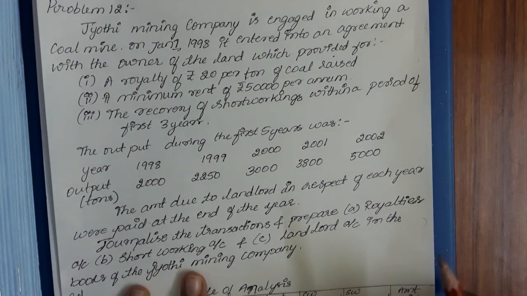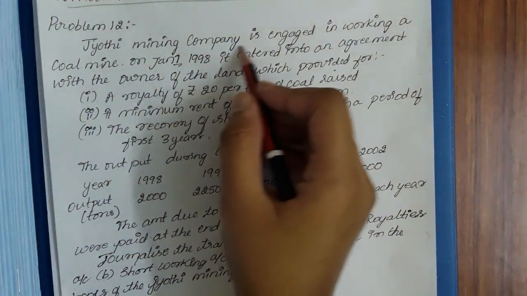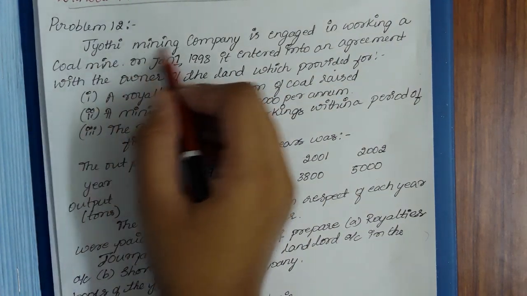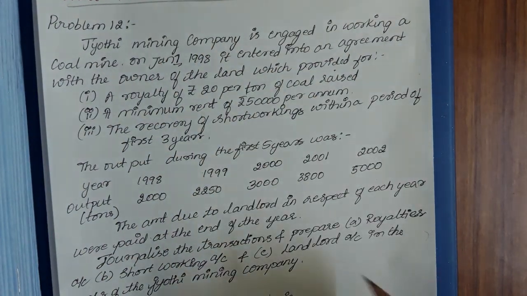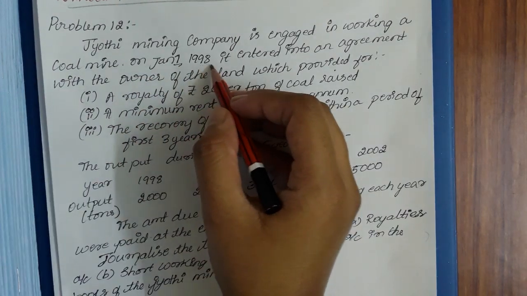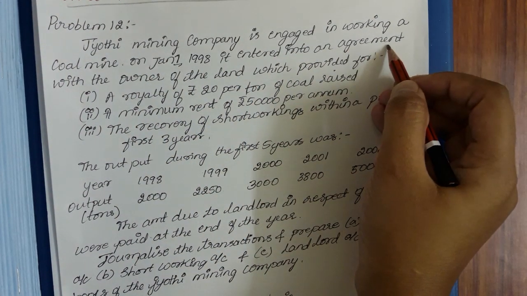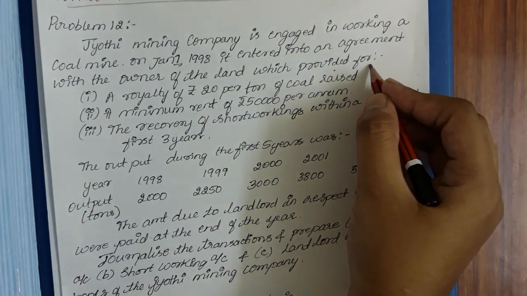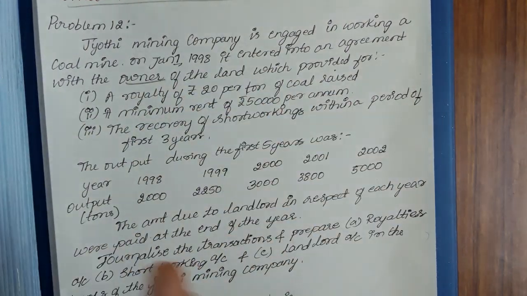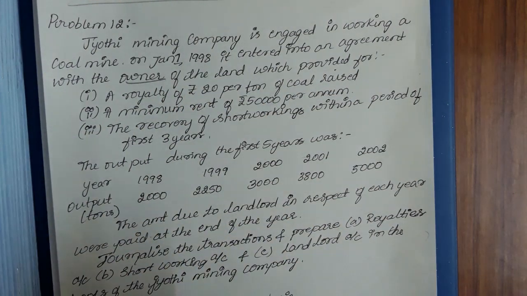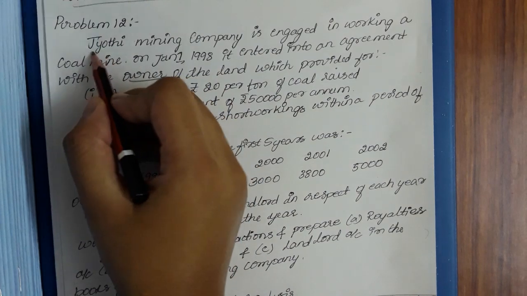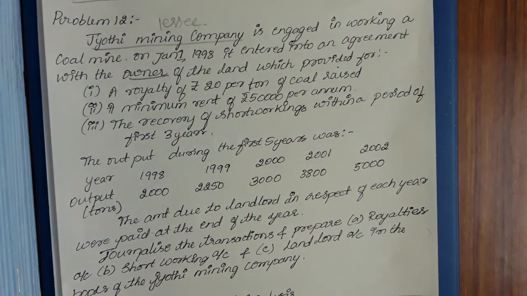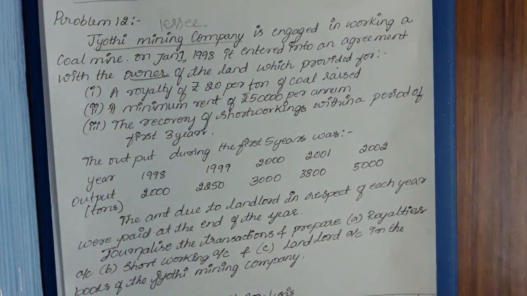See here, this next problem states Jyoti Mining Company is engaged in working a gold mine. On 1st Jan 1998, it entered into an agreement with the owner of the land which provided for the following. The owner is the lessor, so Jyoti Mining Company becomes the lessee, and the owner's information is not provided over here.